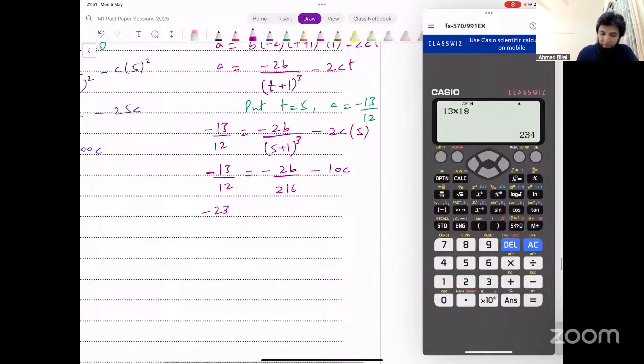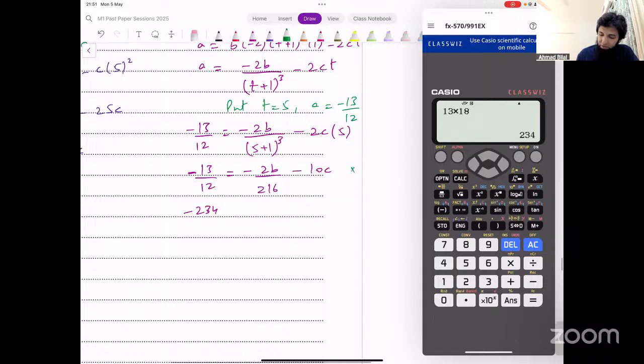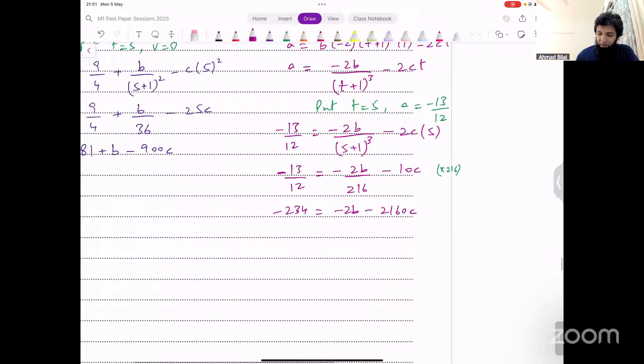So what I'm doing is just multiplying the whole equation by 216 so that the fraction gets eliminated. Minus 2b minus 2160 times c. These are two equations that I'm getting. I can divide by 2 to simplify everything. That will give me 117 on the left minus b minus 1080 times c. And since every term has a minus with it, I can just get rid of the minus as well. This is the other equation that I'm getting. Okay.